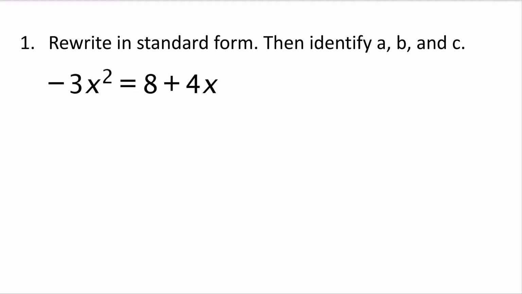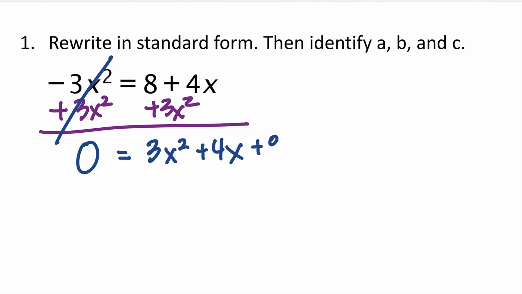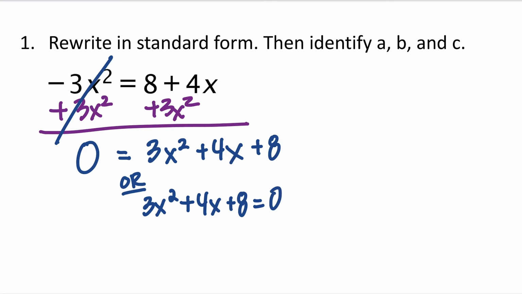In this case, I'm going to move the 3x squared to the right-hand side. So I'll add 3x squared to both sides. That will leave me with 0 on the left-hand side is equal to 3x squared plus 4x plus 8, writing that in descending order. Or we could just turn this equation around and write 3x squared plus 4x plus 8 equals 0. These are the same equations.